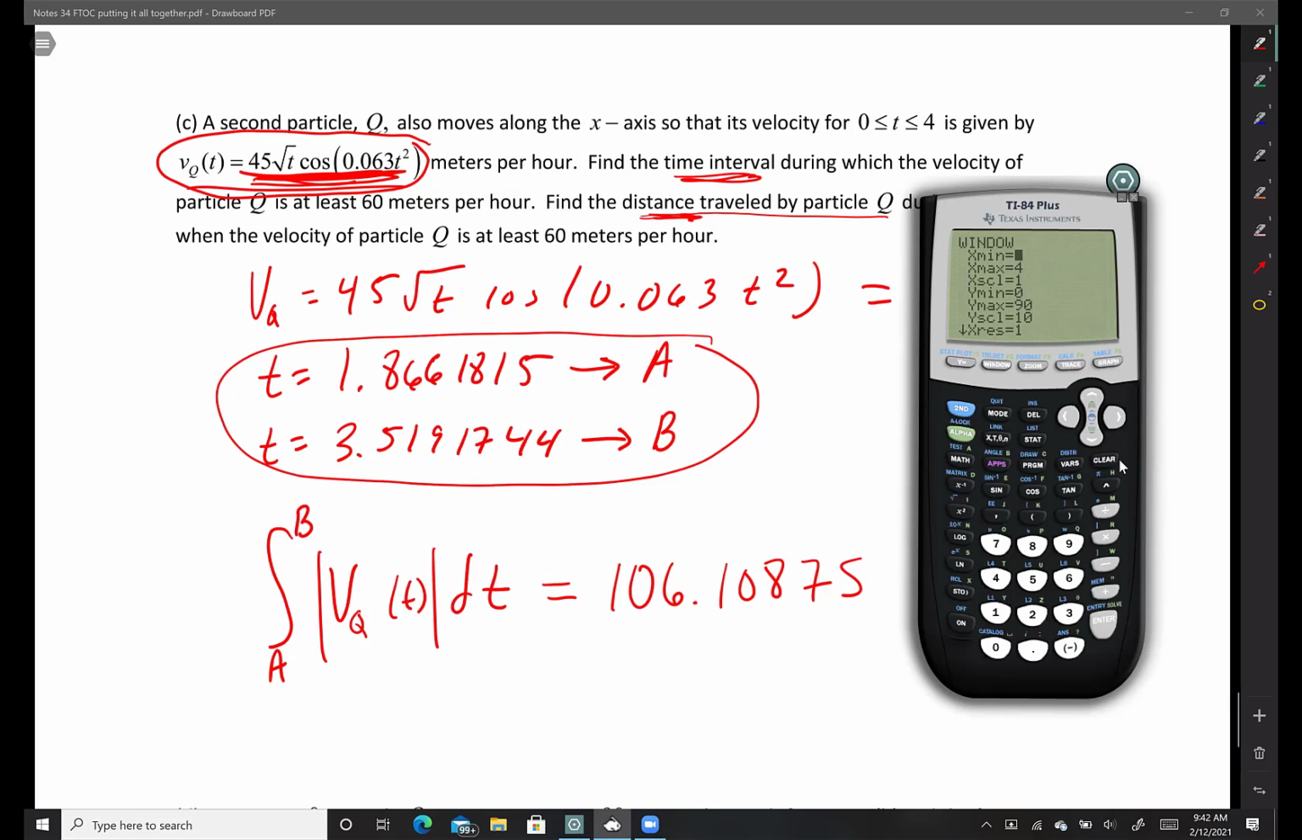Let me see. I have 0, 4, 1, 0, 90, 10. It looks like I have everything. Do you have X resolution? Oh, it doesn't matter for that. Push graph again. Okay. Yeah, it says invalid. Go to your Y equals. Was it working earlier? No, I don't think I've ever been able to graph. Like, I tried graphing yesterday, and it was also giving me that. Okay, so check that your x is by itself, 45 square root of x, and then cosine 0.063 x squared.